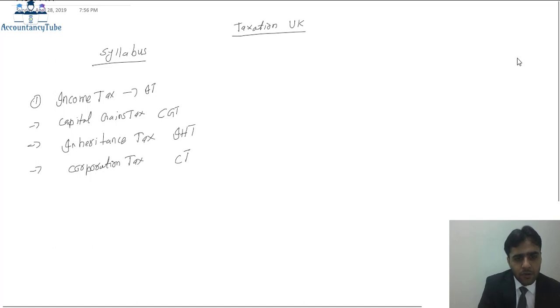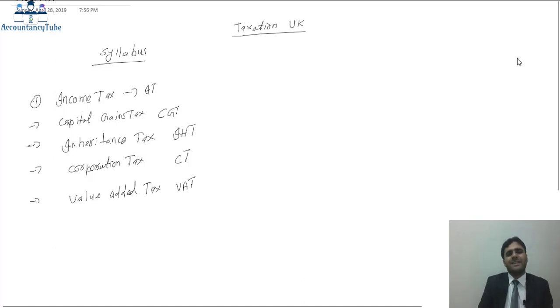It is known as CT in short. And finally, we got value added tax, which is also known as VAT. Some of you might be familiar with this name. Recently, Arabian countries have also introduced this tax system. Otherwise, there wasn't any in their country. Right, so this is our syllabus.